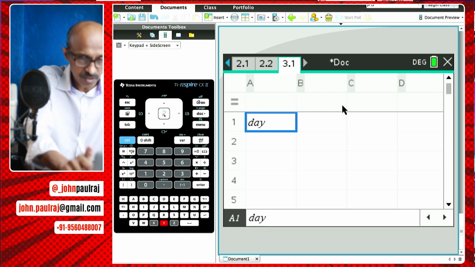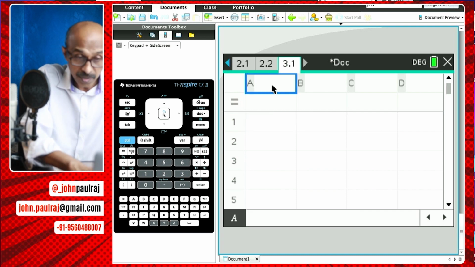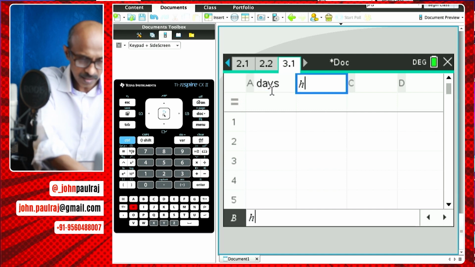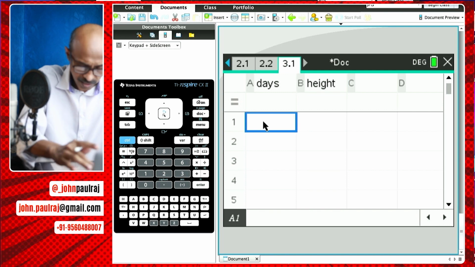So this is number of days. So I just, oops, not here, right up here. Okay. This is where you enter days. And the next one, I'm going to call it height, H-E-I-G-H-T. All right. And let's enter the data correctly.